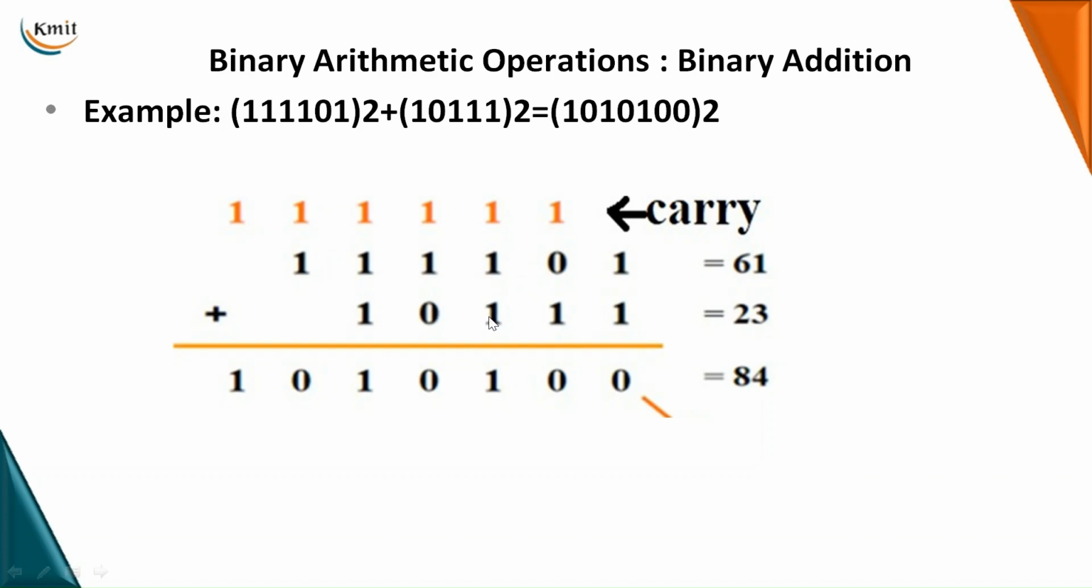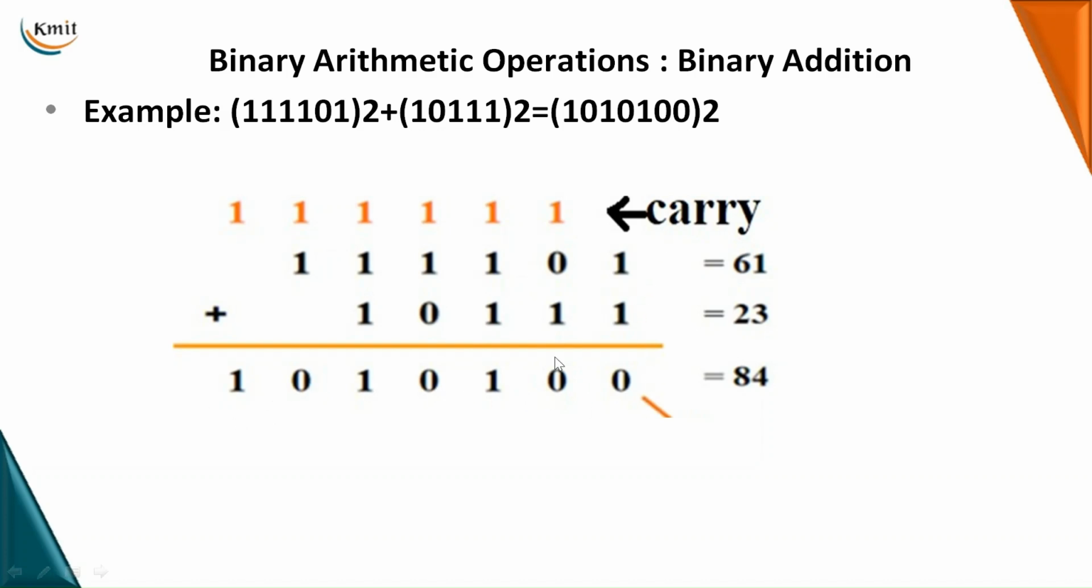11 in binary is nothing but 3, so 1 plus 1 plus 1 is 3. Same way, 1 plus 1 is 10, 10 plus 1 is 11. Then 1 plus 1 is 10, 10 plus 0 is 10. Again 1 plus 1 is 10, 10 plus 1 is 11. So 1 plus 1 is 10, and this is the previous carry. So 1 comes here. Totally the result is 1010100.